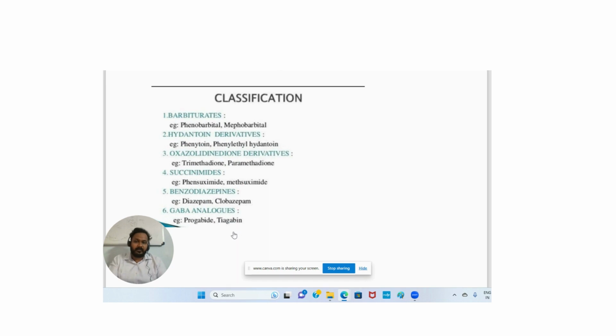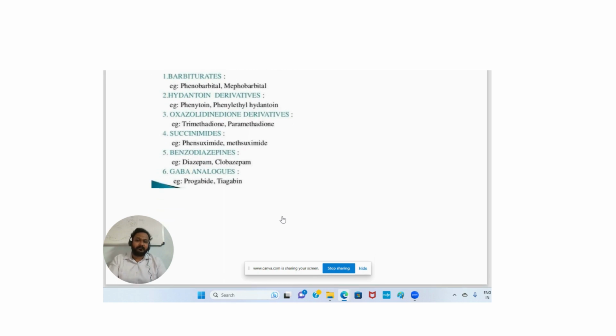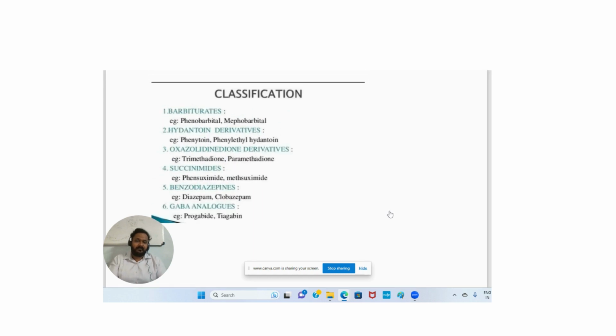GABA analogs, which are progabide and tiagabine. So these are the drugs which are commonly used in management of epilepsy. In this lecture, we have seen the definition and the symptoms of epilepsy, and the common drugs we use in management of epilepsy.